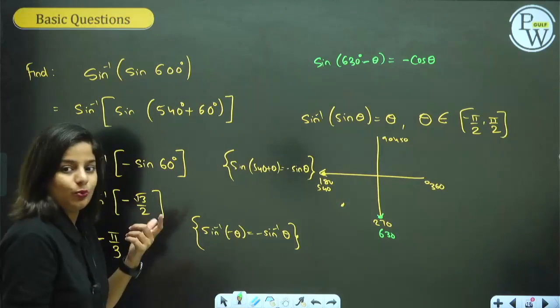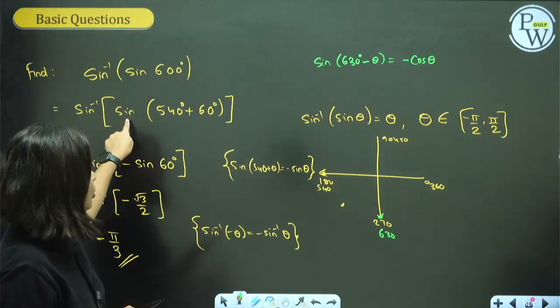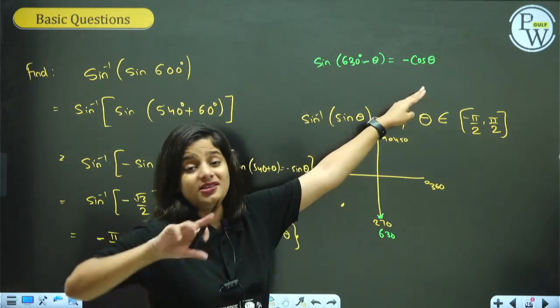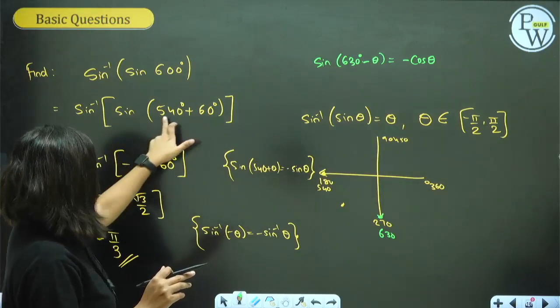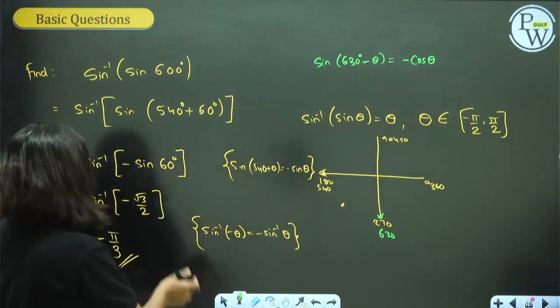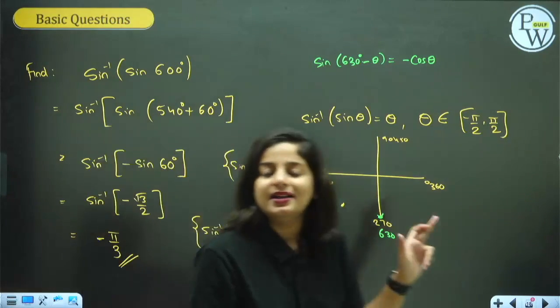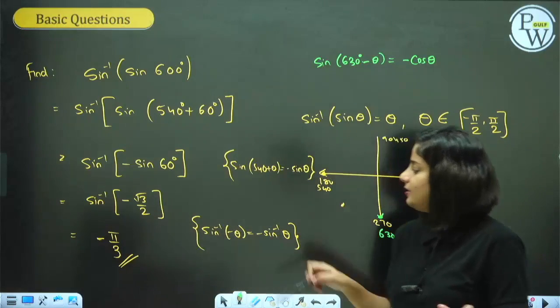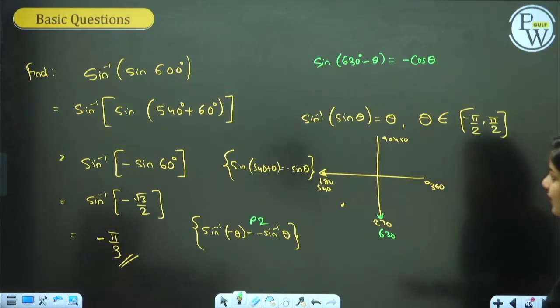Do I want to change this sign to cos? Am I stupid? No. Outside there is sine inverse, so inside also we want to maintain sine. We don't want to change this sign to cos. So sine of 630 minus theta would have changed it to cos. Don't do that. Keep the sign. 540 plus 60 makes a lot of sense. And sine of 540 plus theta is minus sine theta. Sine 60 is root 3 by 2, minus comes out by the property P2 and we get the answer. Understood? Okay. Fine. Do you want some more basic questions? Just check.